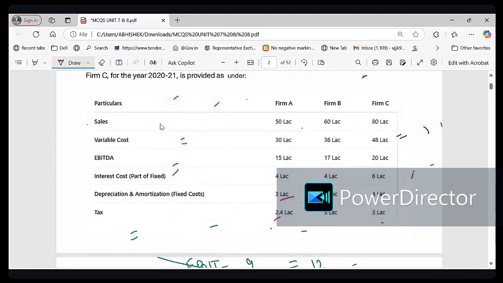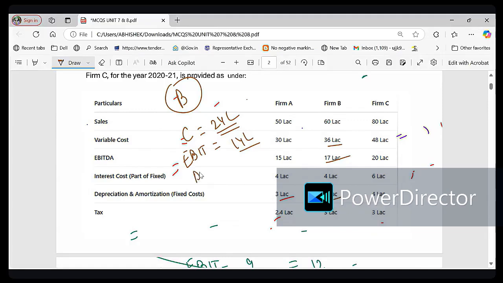So what is DOL for firm B? You can see sales is 60 lakh, variable cost is 36 lakh. So contribution will be 60 minus 36, which is equal to 24 lakh. For firm B, contribution is 24 lakh, and the EBIT for firm B is how much? EBITDA is 70 lakh and depreciation is 30 lakh, so it is 14 lakh? Now if we want to calculate DOL, which is contribution upon EBIT, that is 24 upon 14. How much are you getting? Please let me know. 24 upon 14, right?